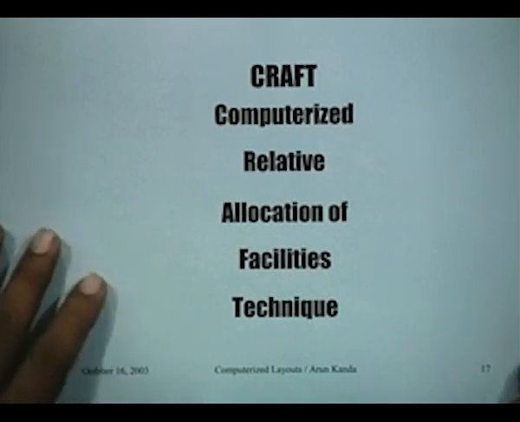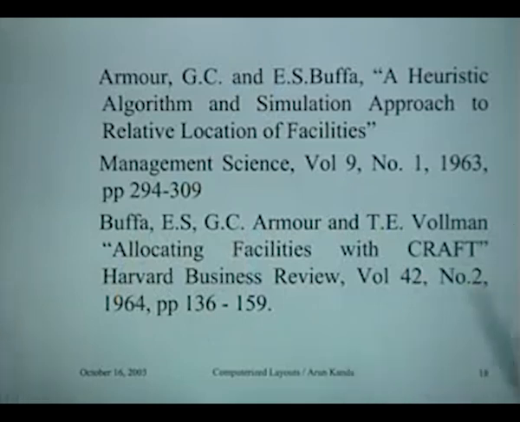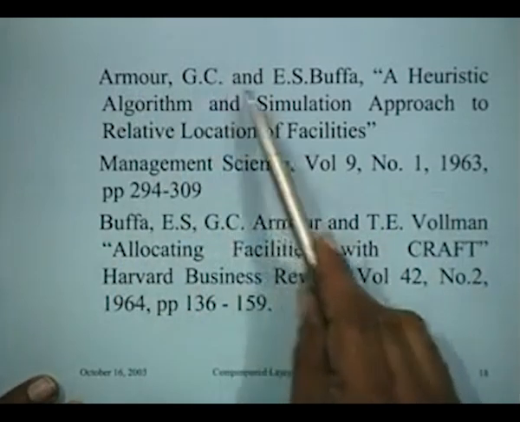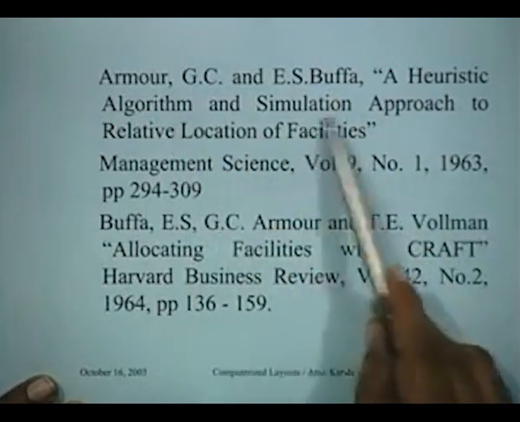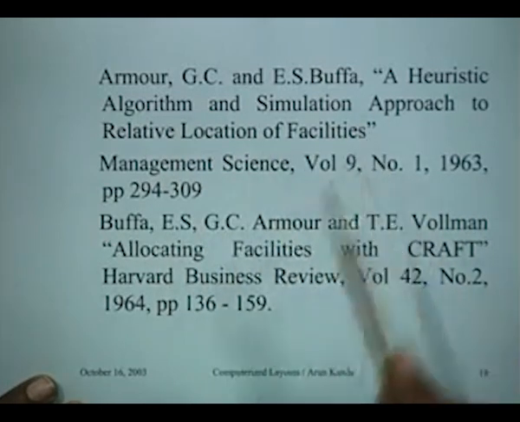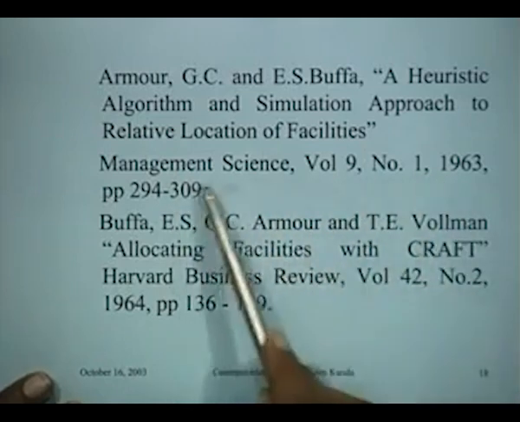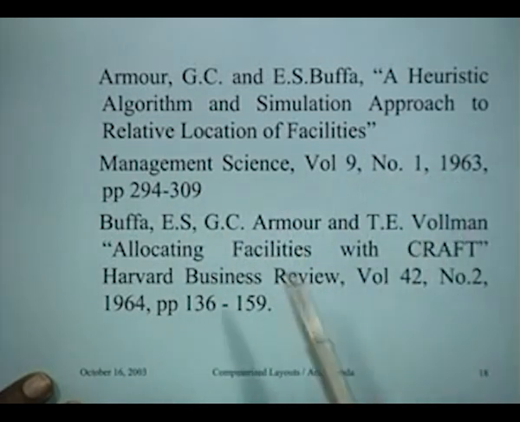CRAFT was actually a procedure that was developed by Armour and Buffa and his students. You've heard of Buffa? Buffa was a professor at the University of California at Los Angeles, and he's written that book, Modern Production Management. Right? You must have heard of that book. And these are the original references for this particular procedure. It was a heuristic algorithm and simulation approach to relative location of facilities. This was the first paper, which appeared in Management Science, volume 9, number 1, 1963, pages 294 to 309.